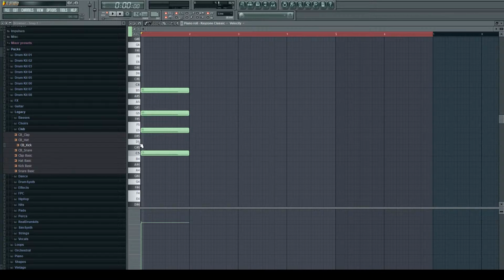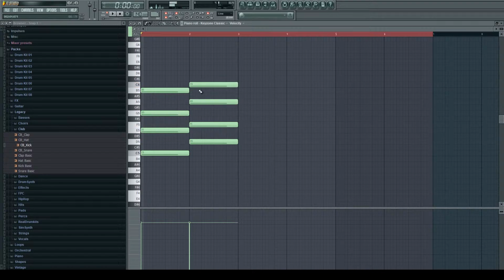Now let's go to D. What would be the 7th of this? 1, 2, 3, 4, 5, 6, 7. But however, this isn't called a major 7th. Any guesses why? How come the D minor isn't called a major 7th? I'm already saying the answer.